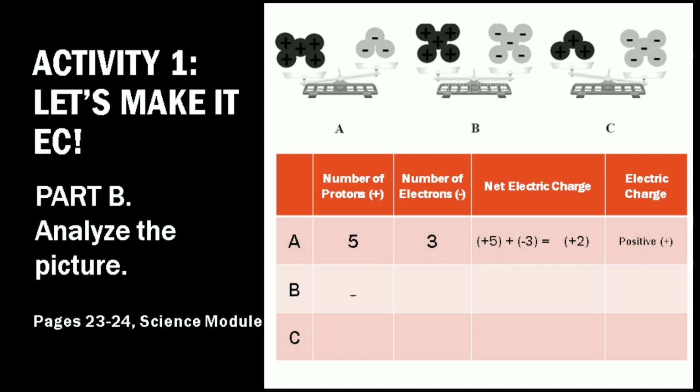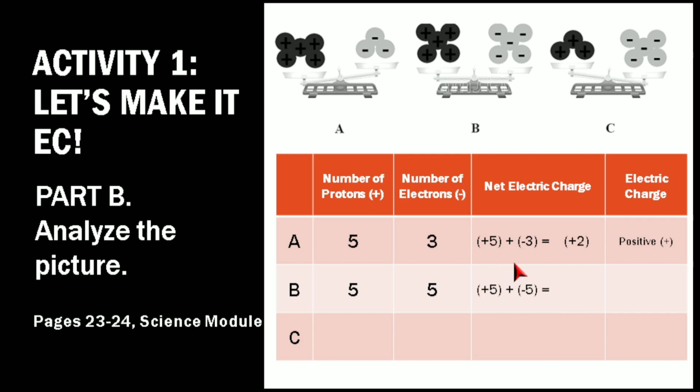Okay, now let's check your work. For the number of protons, how many can you see in this scale? Okay, correct. It is 5. For the number of electrons, how many? Correct. It is also 5. Now, let's have the net electric charge. So, let's do the same.